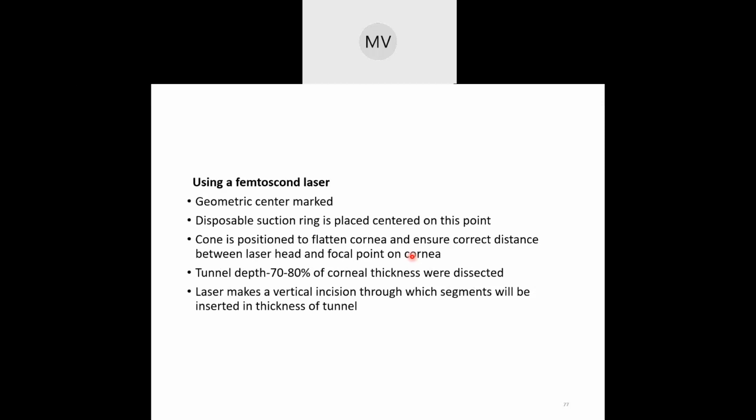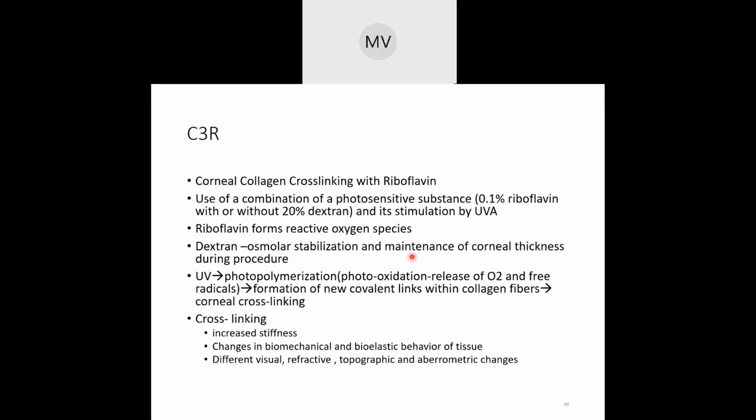Use of femtosecond laser. Instead of using a dissector, we use a femtosecond laser to create the same incision. Once the incision is made at a depth of 70 to 80% of the total cornea, we'll be inserting the rings into that same area. Then C3R will be a procedure to make the collagen fibers a bit stronger.